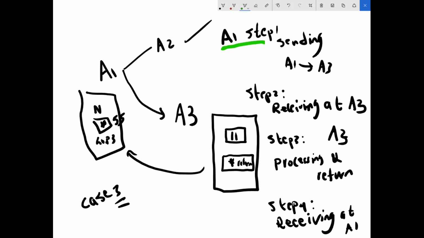So this is step 1. We'll be sending from A1 to A3. This is step 2. A3 will be receiving whatever A1 sent. Step 3, A3 will be doing the processing. In this case, the processing is simply multiplying this by 5 and returning back to A1. And last step, wherever we have this sent back, A1 in this case, I have to receive and display. So let's look at those 4 steps and see how actually we can achieve this process.